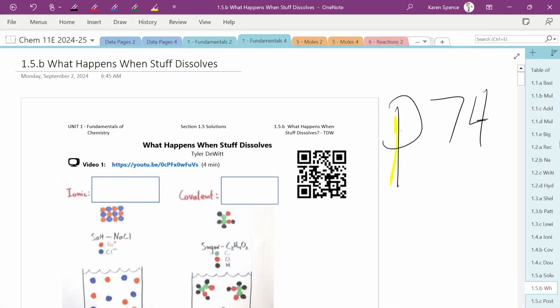Okay, so everyone turn to page, and this is in the white book, page 74.